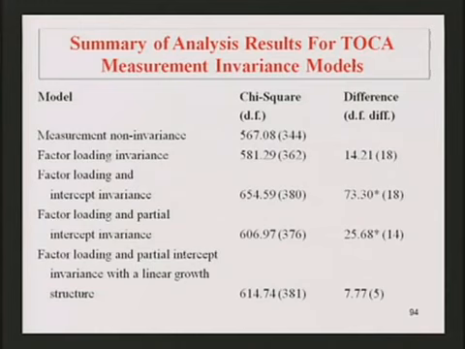Loading plus intercept invariance, 73 with 18 degrees of freedom. That doesn't seem to fit well. This is significant. This chi-square value relative to the degrees of freedom is too high, indicating a misfit of full measurement intercept invariance. So let's just have a partial one, freeing those 4 intercepts we talked about.